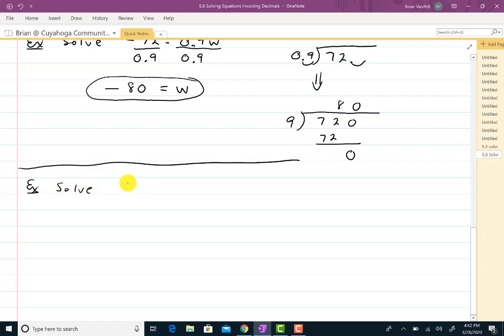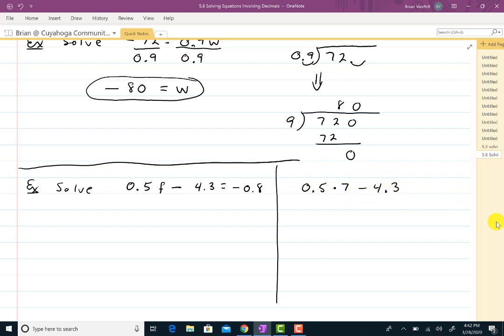So here I have 0.5f minus 4.3 equals negative 0.8. So I want you to think about this for a second. Let me go off to the side. If I were to give you a problem like this, say you knew what the f was. I'm not saying it's 7. I'm just saying suppose you knew what number this was here. You would multiply and then subtract.